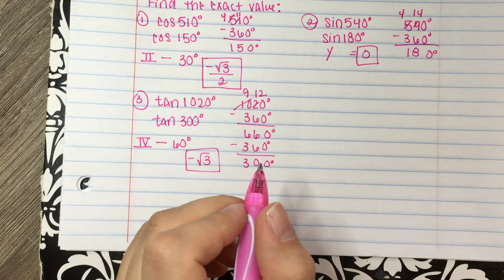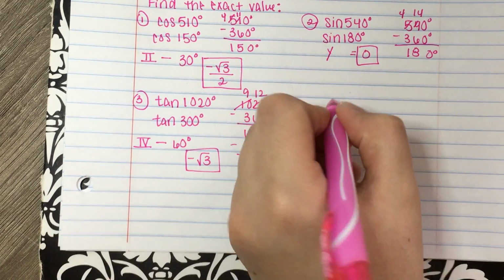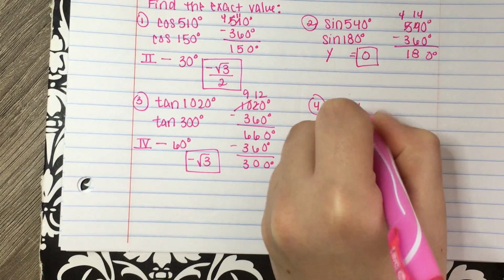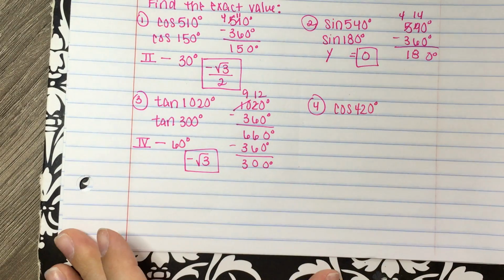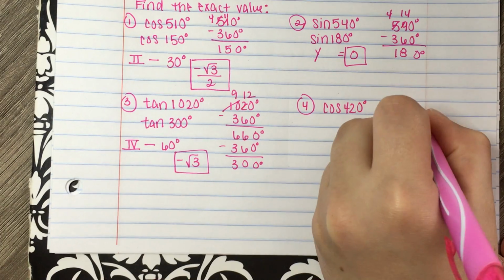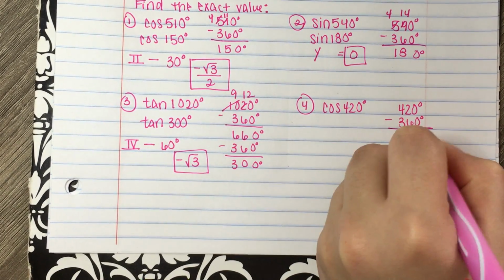All right, how many more do I have for you for coterminals? I think that's it. Oh, no, I got one more. One more for coterminals, and here we are, cosine of 420 degrees. All right, so we see 420 degrees is past 360. So we're going to take that 420 degrees and we're going to subtract a revolution and solve for that coterminal.